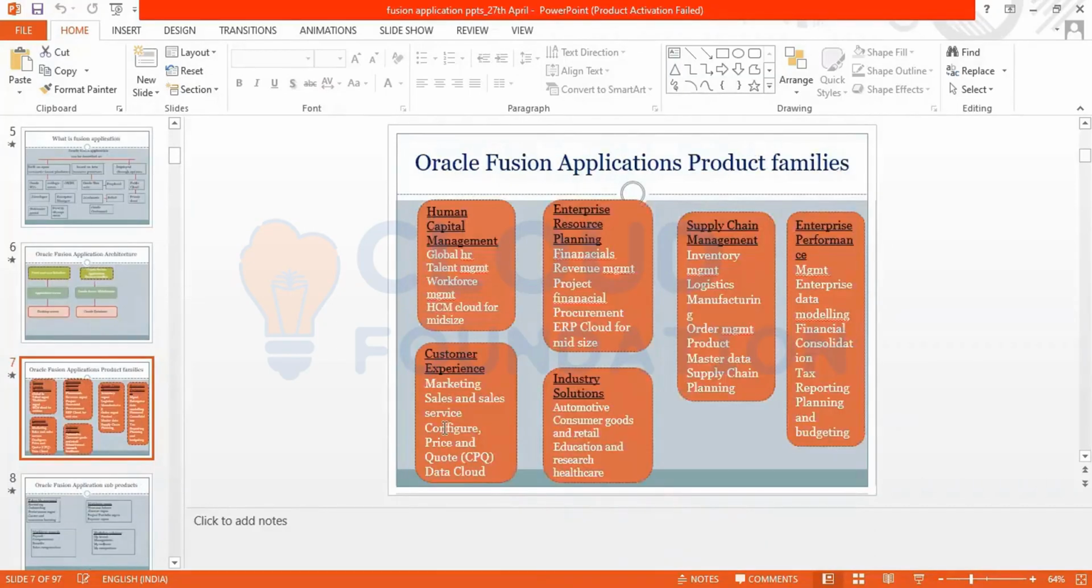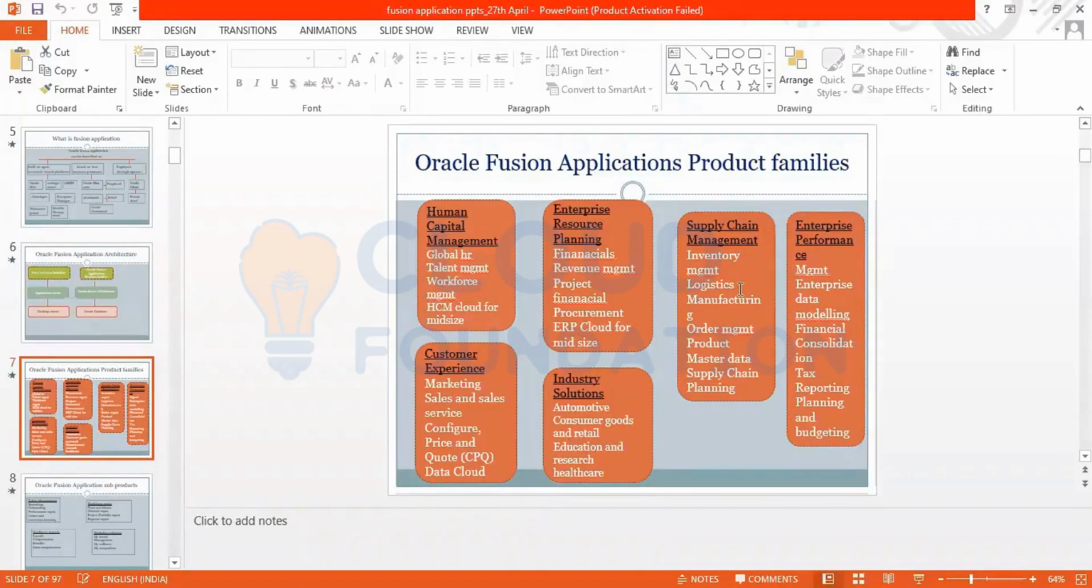So what are product families? Product families are human capital management, enterprise resource planning, supply chain management, enterprise performance management, customer experience, industry solutions. So what is human capital management? We have global HR, talent management, HCM Cloud for mid-size. Enterprise resource planning, what do we have? Financials, revenue, project financials, procurement. And all these things are there.